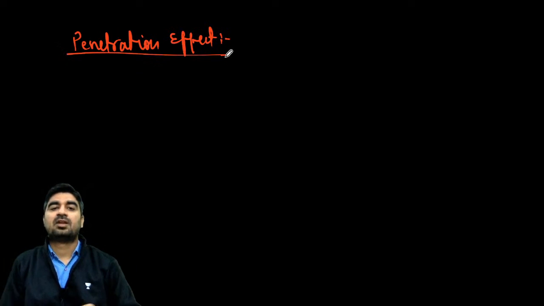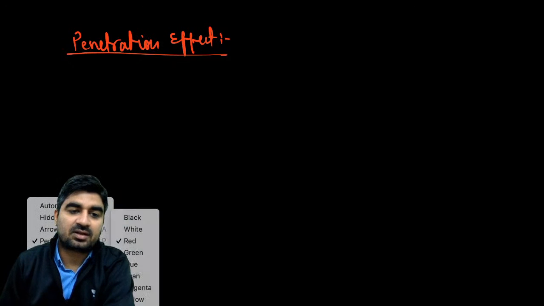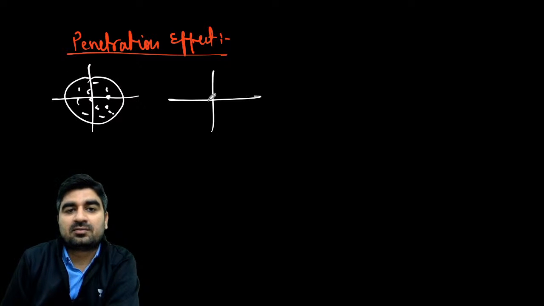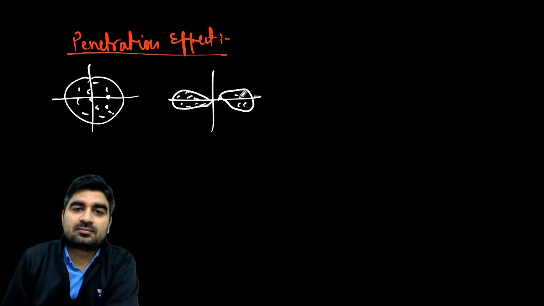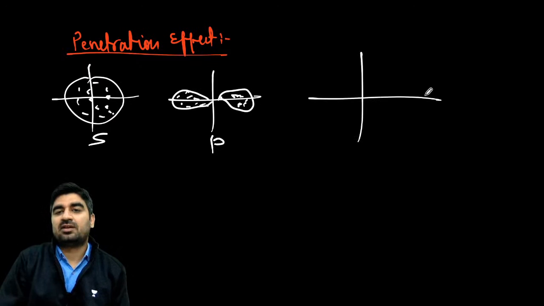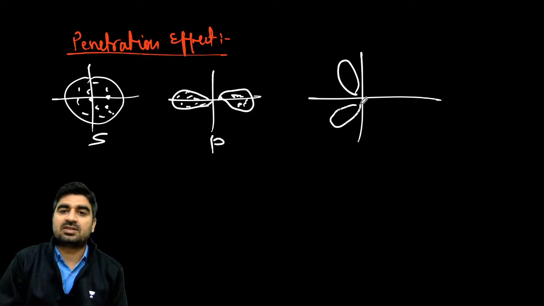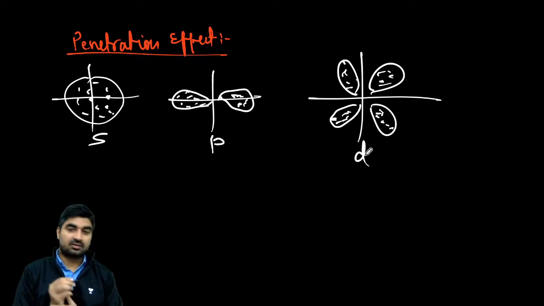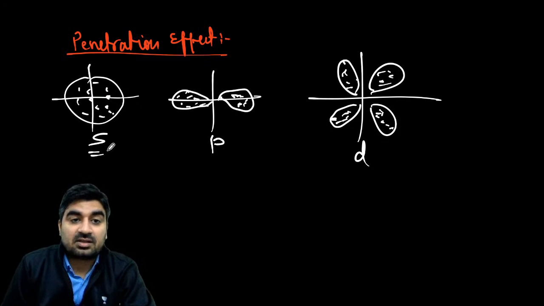Penetration effect. So if I'm talking about the penetration effect, suppose we have S. It is spherical. Then we have P. It is dumbbell. Okay guys. And then we have D. It is double dumbbell. I'm just making the representative shapes, right? So this is D.